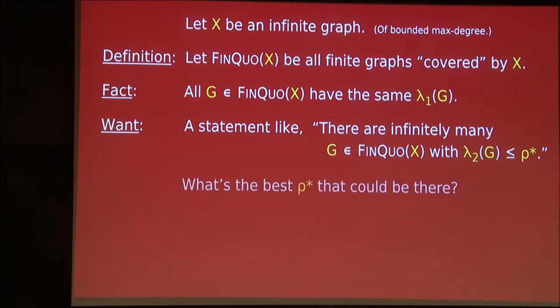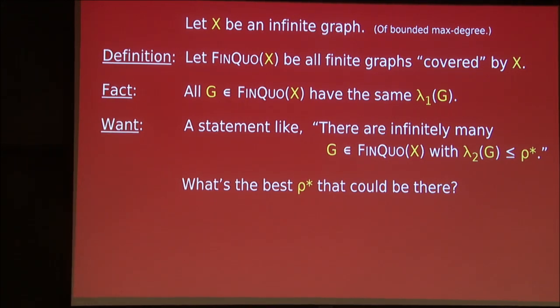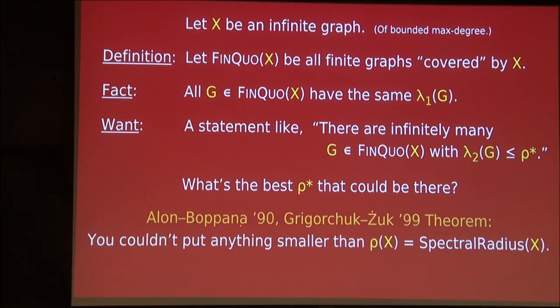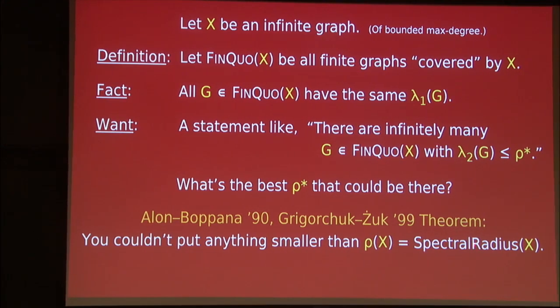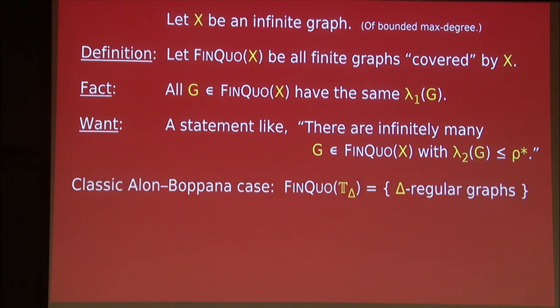And before we ask about that, let's ask ourselves, what is the best rho star that you could potentially put here? And that's the subject of a well-known theorem by Alon and Boppana and generalized by Grigorchuk and Zuk, among lots of others, which says that you could not possibly put anything smaller here than the spectral radius of the infinite graph, the maximum eigenvalue of the infinite graph. So that's a barrier to how low these second eigenvalues can be.